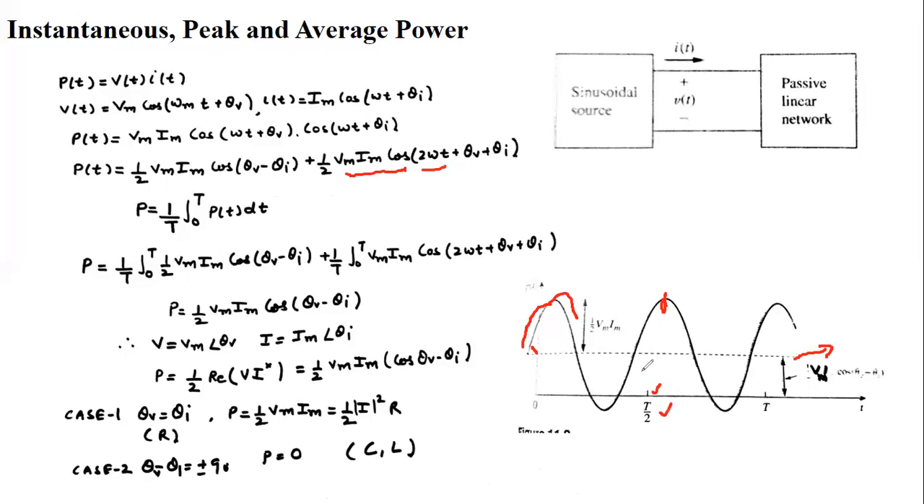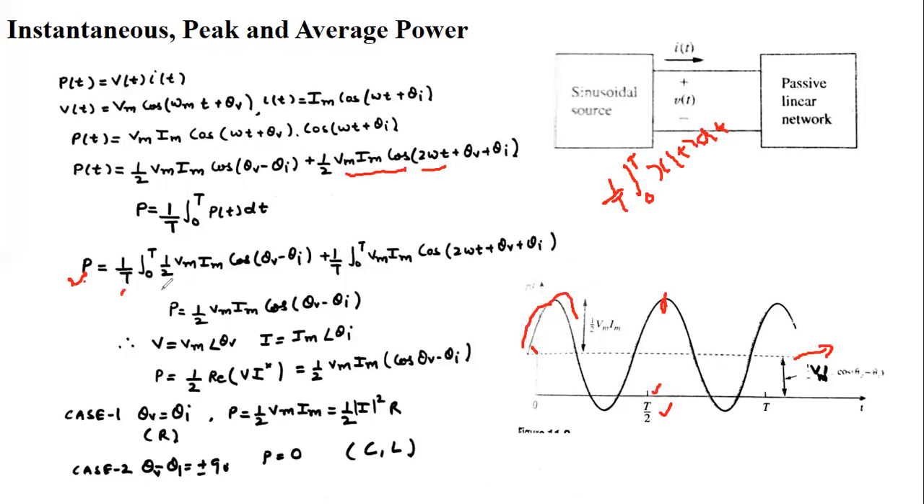So if we want to calculate the average value of this equation, the average value of a function is always given as 1 upon T, integral from 0 to T for a period, and suppose the function is x(t), so this is x(t) dt. Okay, so this is the average value of the function. So now we calculate the average value of this instantaneous power.